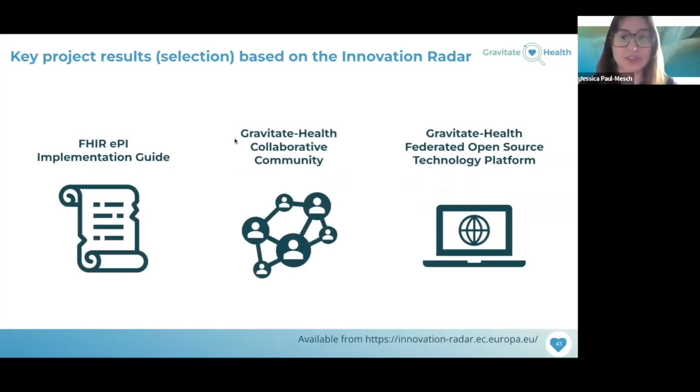Some of the key project results you've seen on the previous slides, but I would like to highlight a couple of examples based on the innovation radar for Gravitate Health here. So we have a FHIR API implementation guide, and I will go into what that exactly means in a second. We have the Gravitate Health Collaborative Community and the Gravitate Health Federated Open Source Technology Platform. All of this is also available on the Innovation Radar if you would like to look into it in more detail after this meeting. Next slide, please.